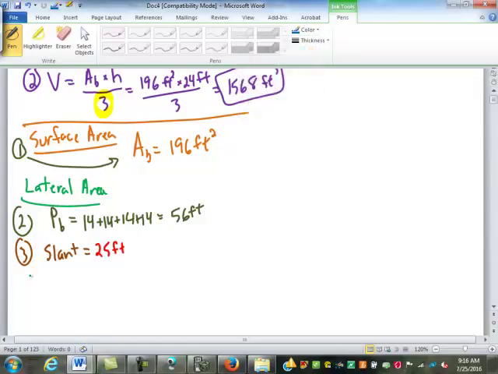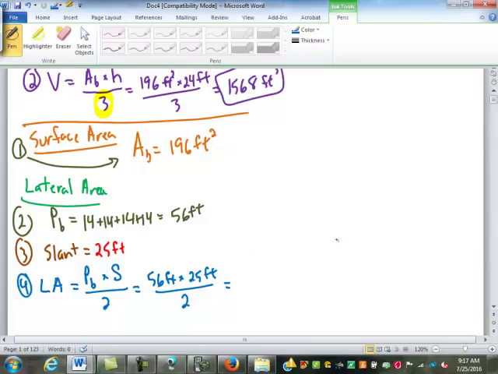So then our lateral surface area, step 4, to find the lateral area is going to be the perimeter of our base times the slant. And then since these are triangles, because it's a pyramid, it's divided by 2. So that'll be the 56 feet times the 25 feet divided by 2, which is 700, right? Square feet.